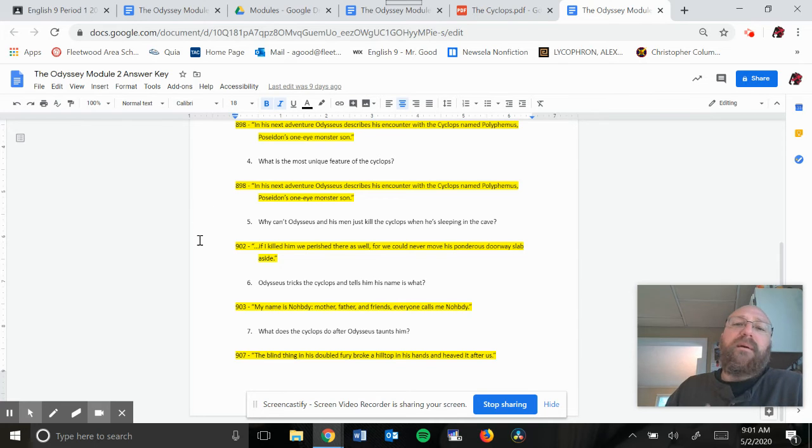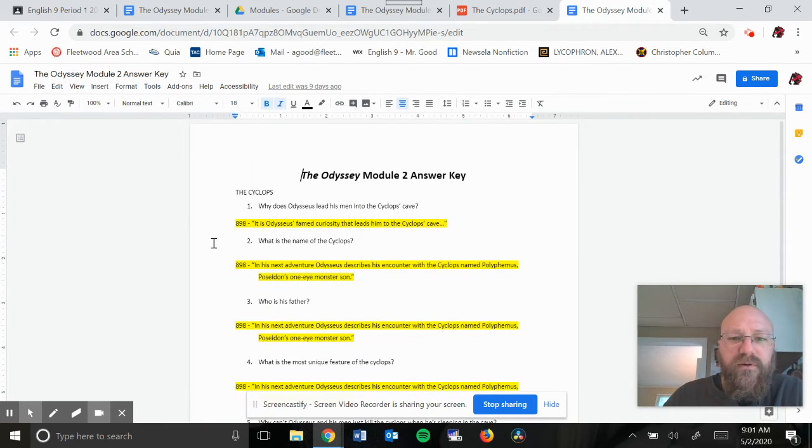We're seeing that Odysseus is an epic hero. He's not just a man, but we can use some of what he's doing in our lives and apply some of this thought process to how we live our lives. So that's the answer key for module 2.